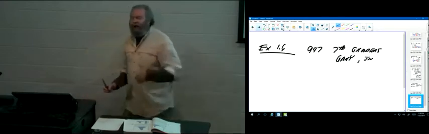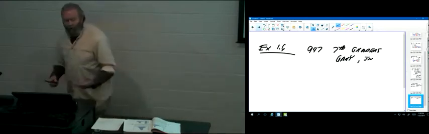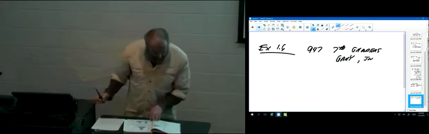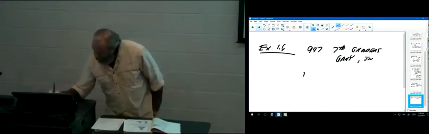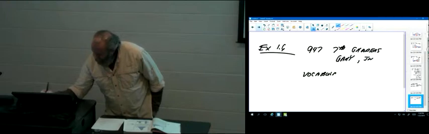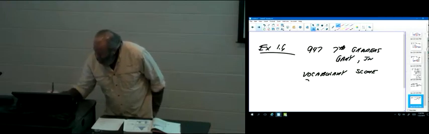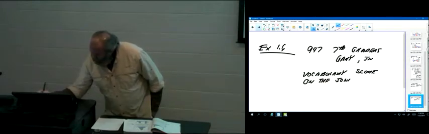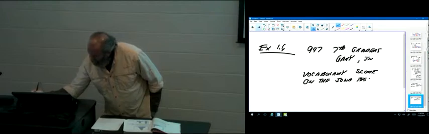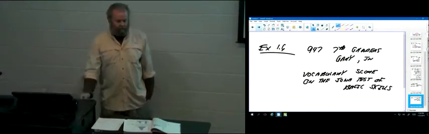Okay, we like to keep track of the individual, the who. What did we measure? We measured the vocabulary score on, what was it, the Iowa test of basic skills. That's your variable. It is quantitative, right?